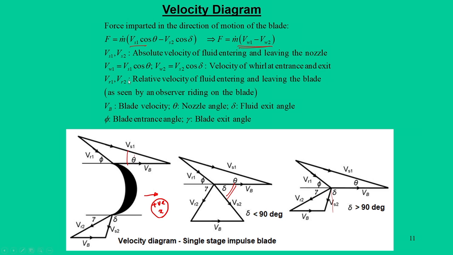Then using these velocity triangles, we can find out the wheel velocity Vw1 at the inlet and at the exit. We can also find out the relative velocity of the fluid which is entering and exiting the blade, in the positive x direction.